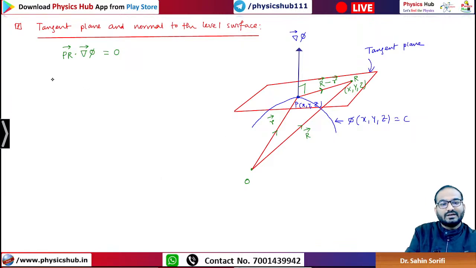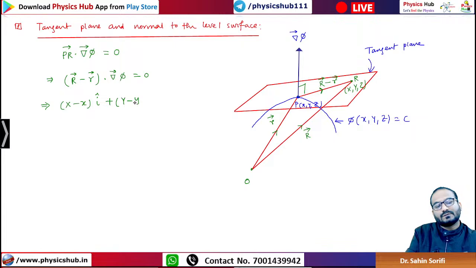So it is nothing but capital R minus small r dot grad phi equals to 0. Now capital R minus small r, how do you calculate? By taking the difference of their coordinates. Okay, I am just writing it: (x minus x1) I cap plus (y minus y1) j cap plus (z minus z1) k cap. This is the vector R minus r dot grad phi.